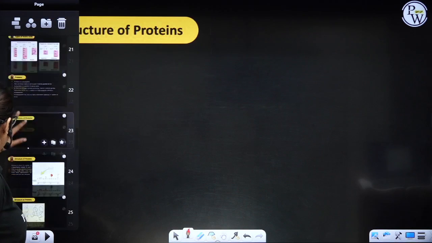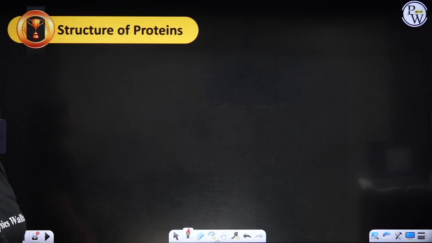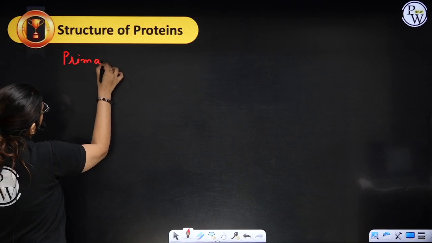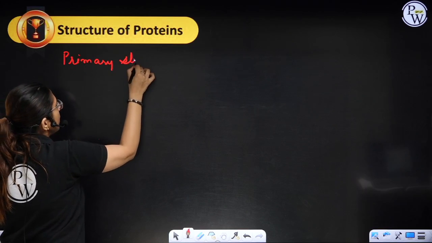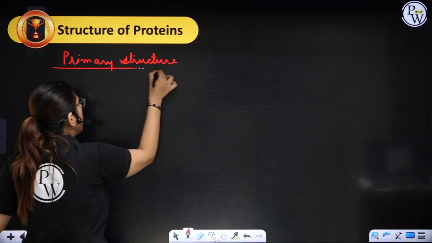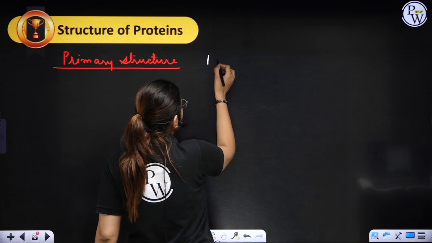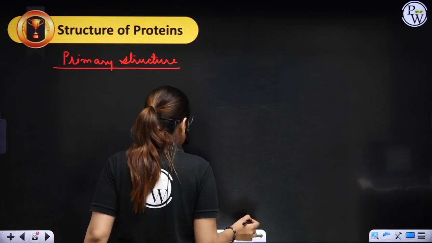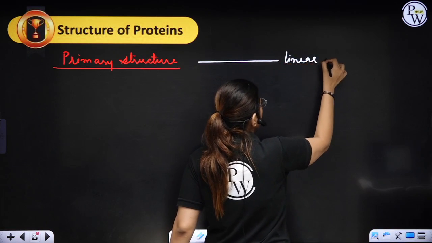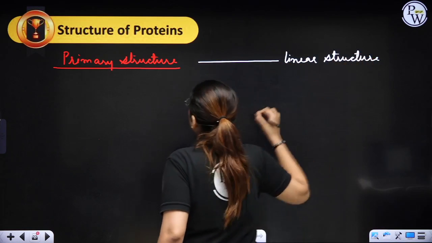Now the structure of protein. To talk about the structure of protein, we have the primary structure of protein. What is the primary structure? The primary structure is the linear structure of the amino acids. Clear? It is a linear structure, and this linear structure is termed your primary structure.